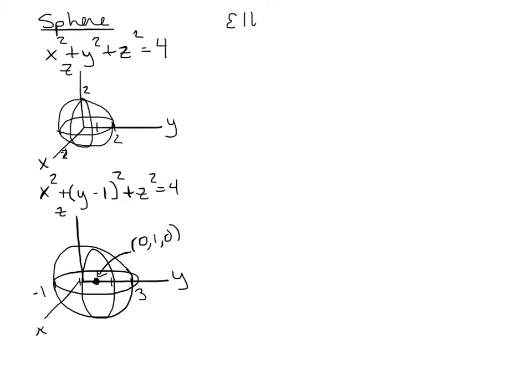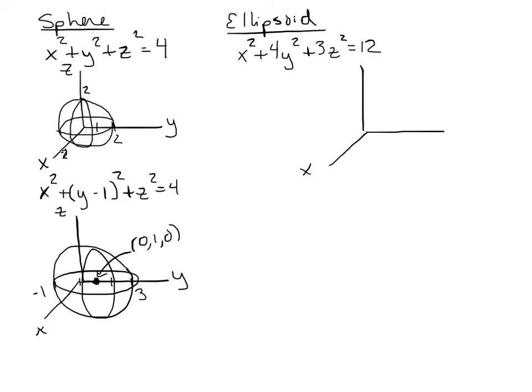And ellipsoid. An ellipsoid is a sphere that's stretched. It's sort of more like a football, maybe. So here's an example. Let's do x squared plus 4y squared plus 3z squared equals 12. This would be a good one to use traces on. How I do this one is just with intercepts. I find out where this is going to cross the x-axis, where this is going to cross the y-axis, where it's going to cross the z-axis, and then I know because of the x squared plus y squared plus z squared that it's going to be circles or ellipses.